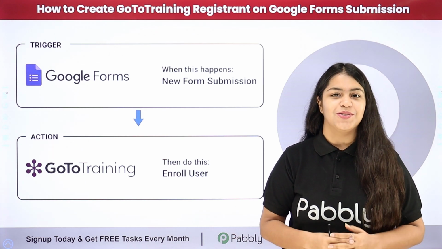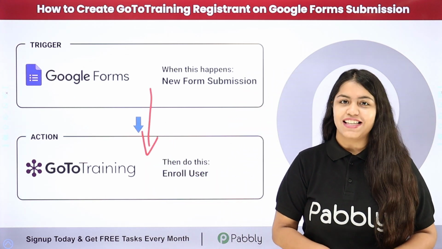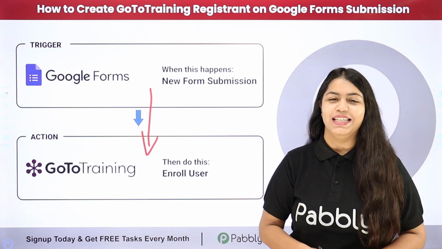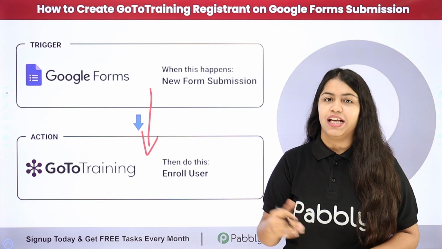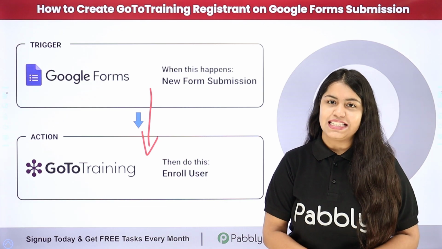So to do this, we are going to create a connection between Google Forms and GoToTraining. To create this connection without knowing any programming or coding language, we are going to use Pabbly Connect. It is an amazing automation software. So do you also want to create this automation for your business? Then for that you have to come with me towards my screen.